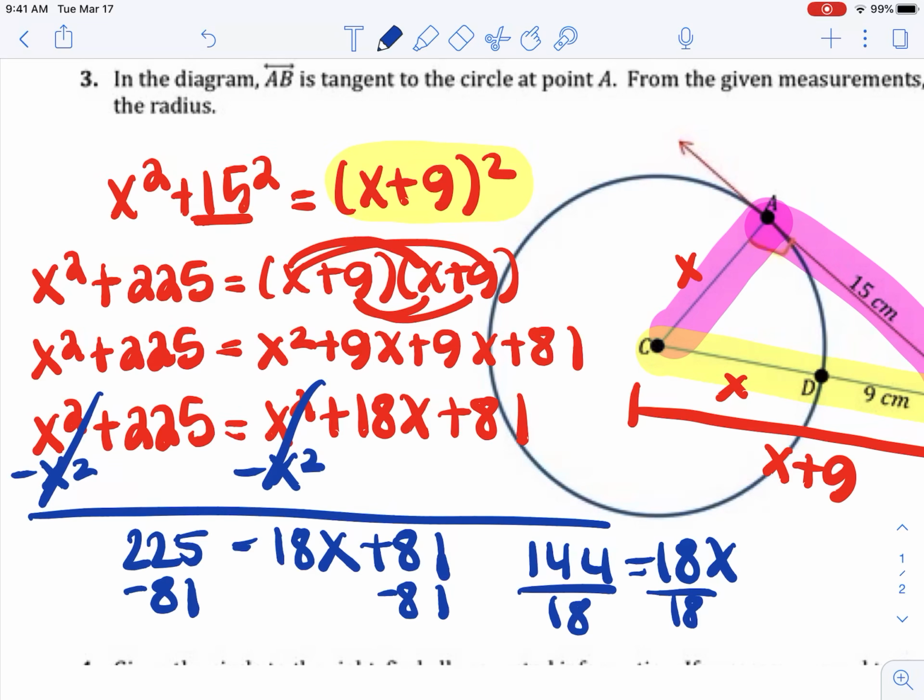Put that in your calculator. How many times does 18 go in there? I'm going to use my calculator so I don't get it wrong. Clear. 144 divided by 18 is 8. So x equals 8. So now you know the radius is 8.